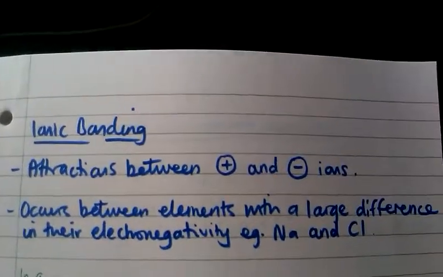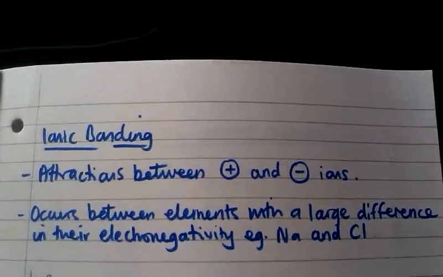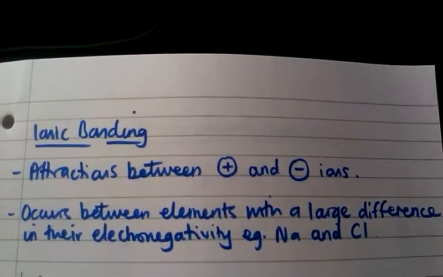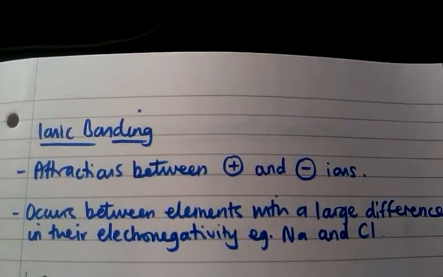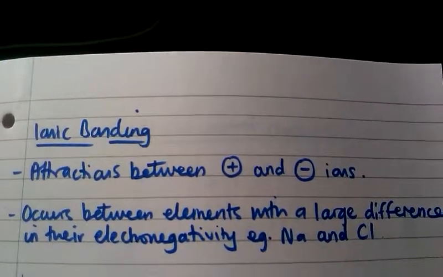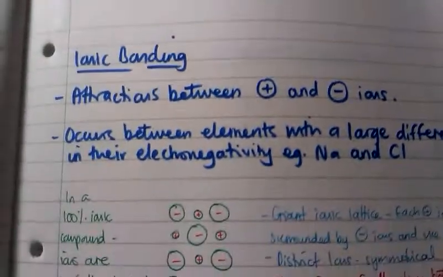This video is on ionic bonding. So ionic bonds occur when we get attractions between plus and minus ions, and that happens between elements that have a large difference in their electronegativity. For example, if we have sodium and chlorine.